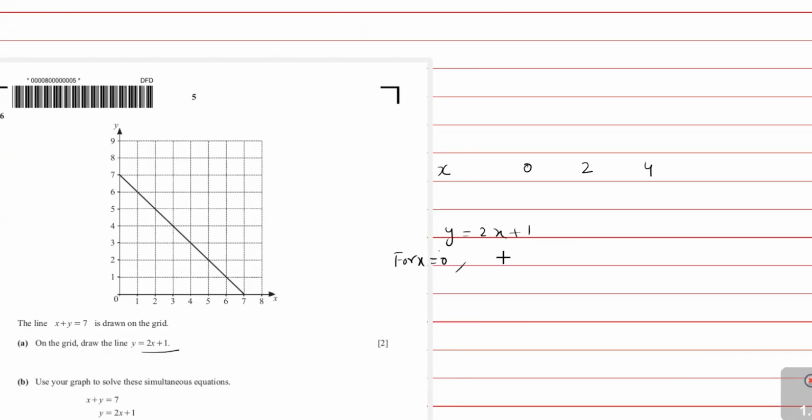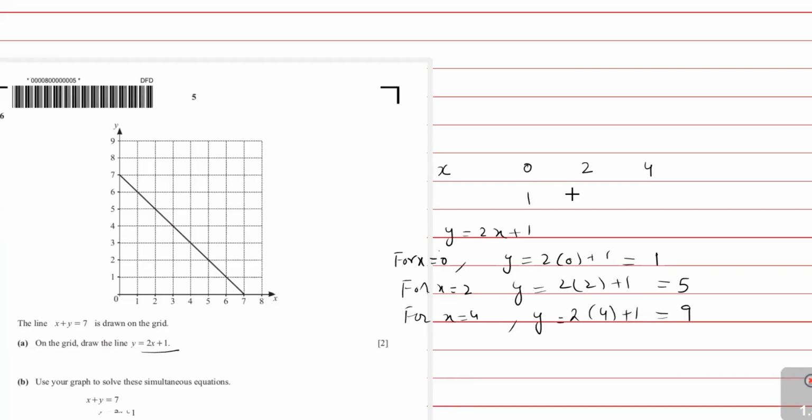For x equal to 0, y will be equal to 2 into 0 plus 1. This will be equal to 1. And for x equal to 2, y will be equal to 2 into 2 plus 1. This will be equal to 5. And for x equal to 4, the value of y will be equal to 2 into 4 plus 1. That's equal to 9. Therefore, 1, 5, 9 are the values of y against 0, 2, 4.